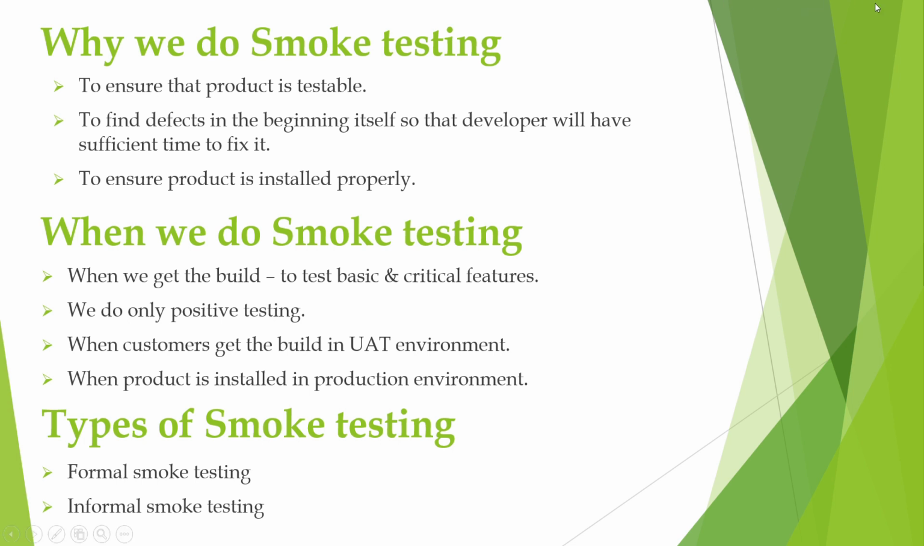Now we'll see informal smoke testing. In informal smoke testing, whenever the development team develops an application, they will send a build to the testing team. Now the test lead will not instruct the testing team to do the smoke testing. He will only instruct them to start testing. But the testing team will do one round of smoke testing. This process we call informal smoke testing.